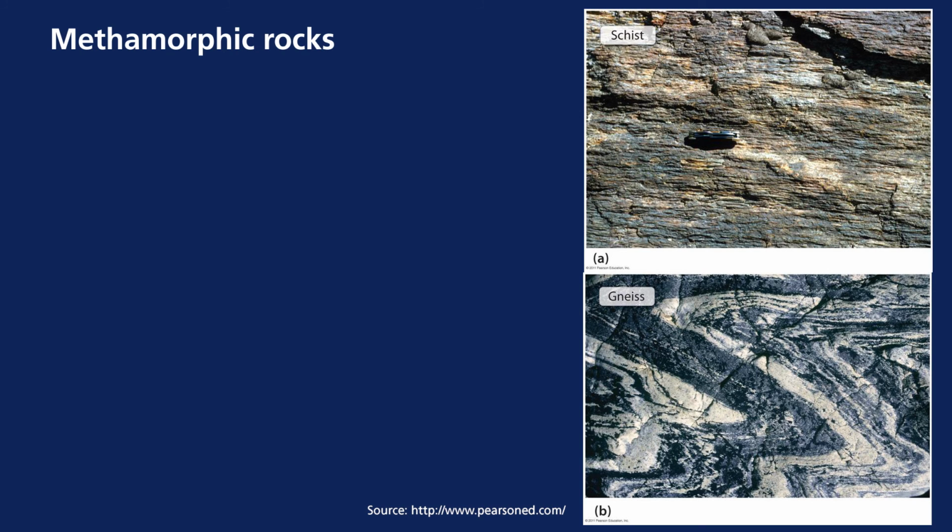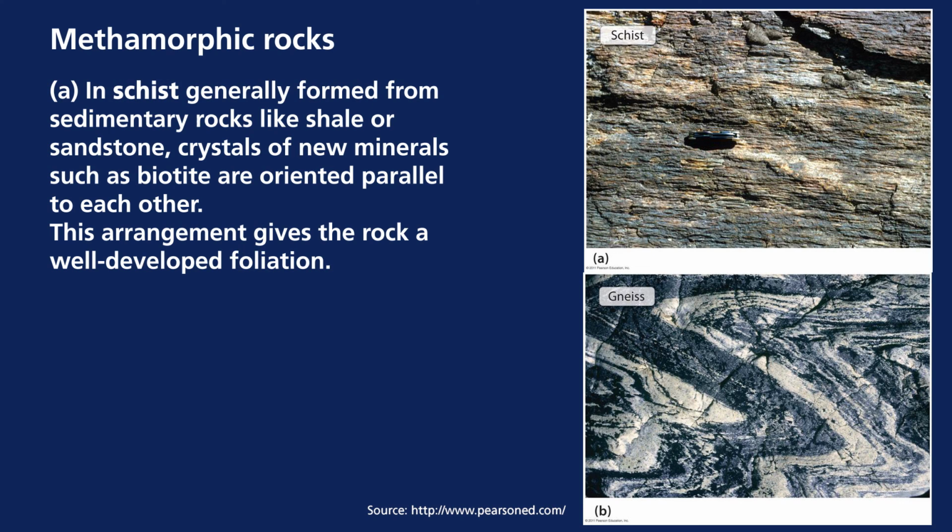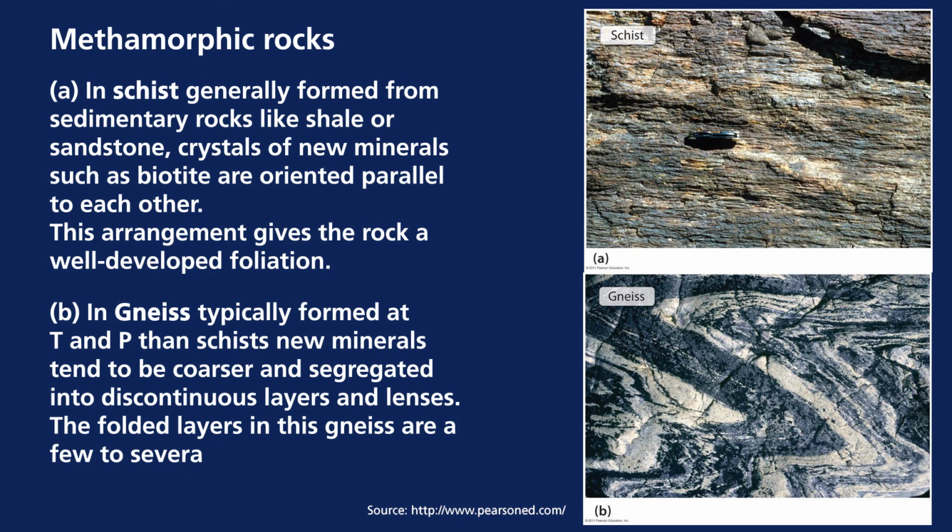Here we see a difference between the schist and the gneiss. So the schist is formed from very sedimentary rock, so shale, sandstone, crystals of that nature. And gneiss, which you see in photo B, has an even higher pressure and temperature.